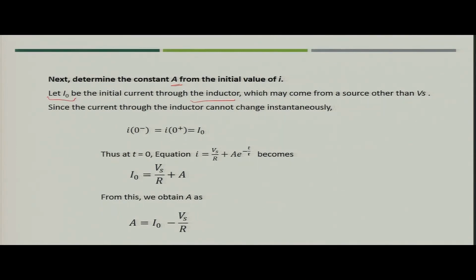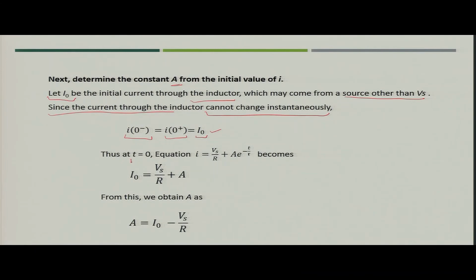This I naught will not come from the voltage source, because it is not yet applied. We can say that I at 0 minus is equal to I at 0 plus, which is I naught, because the current flowing through the inductor cannot change instantaneously. Because of some phenomenon that happened earlier in the circuit, we initially had current I naught flowing at time t equal to 0, and this will be maintained because the current through an inductor cannot change.